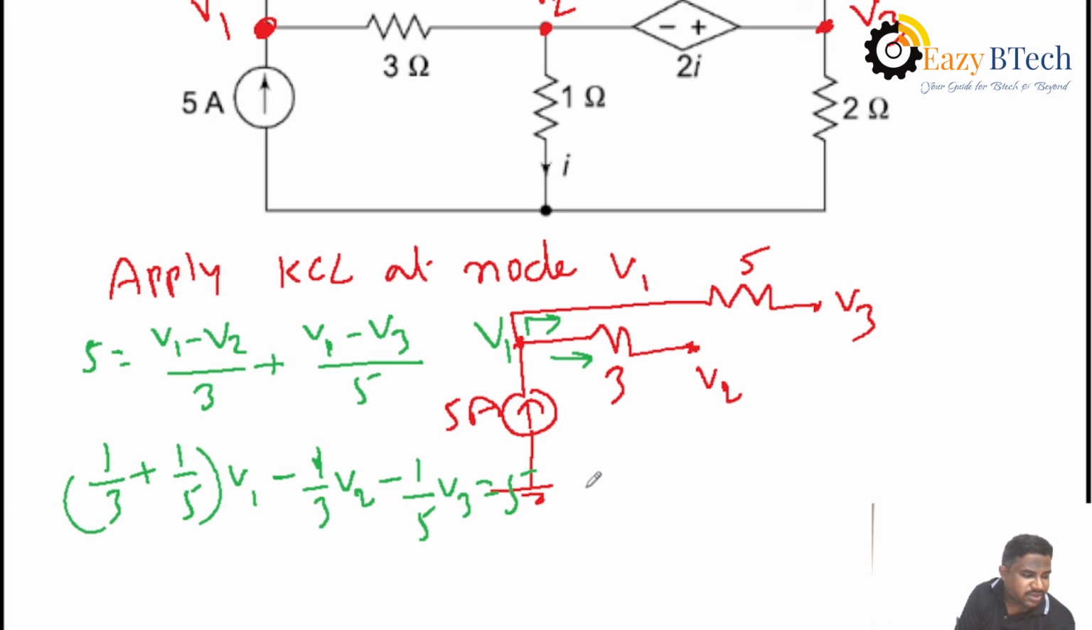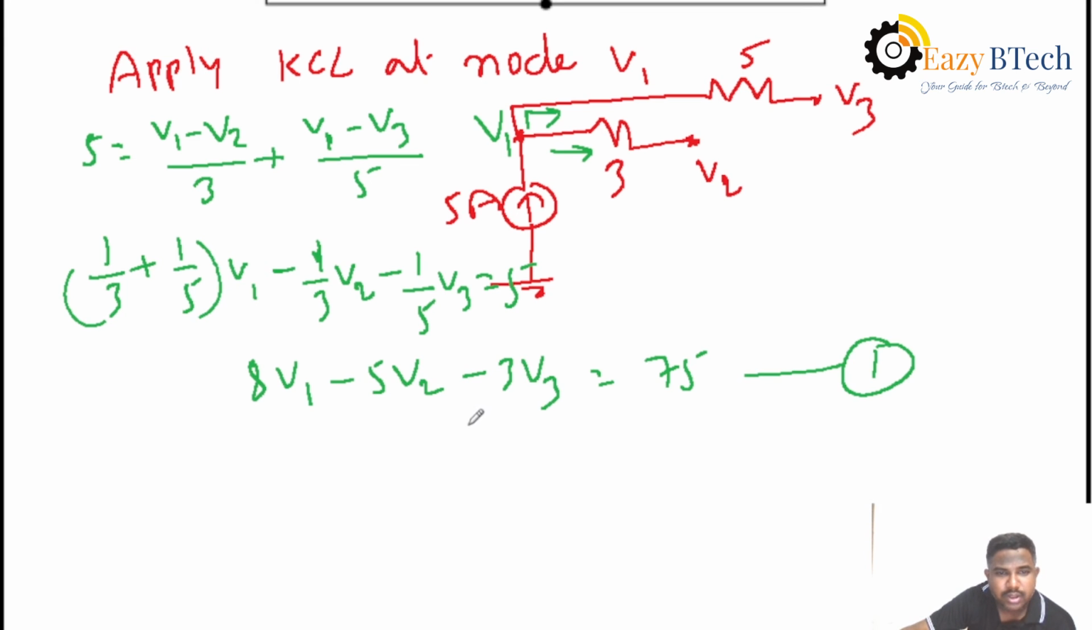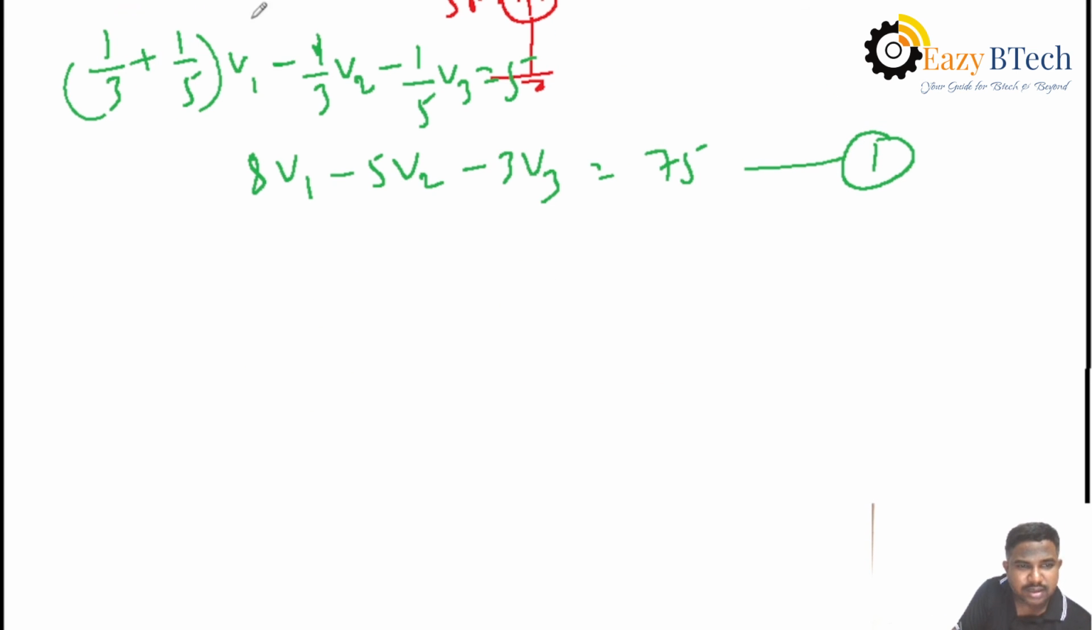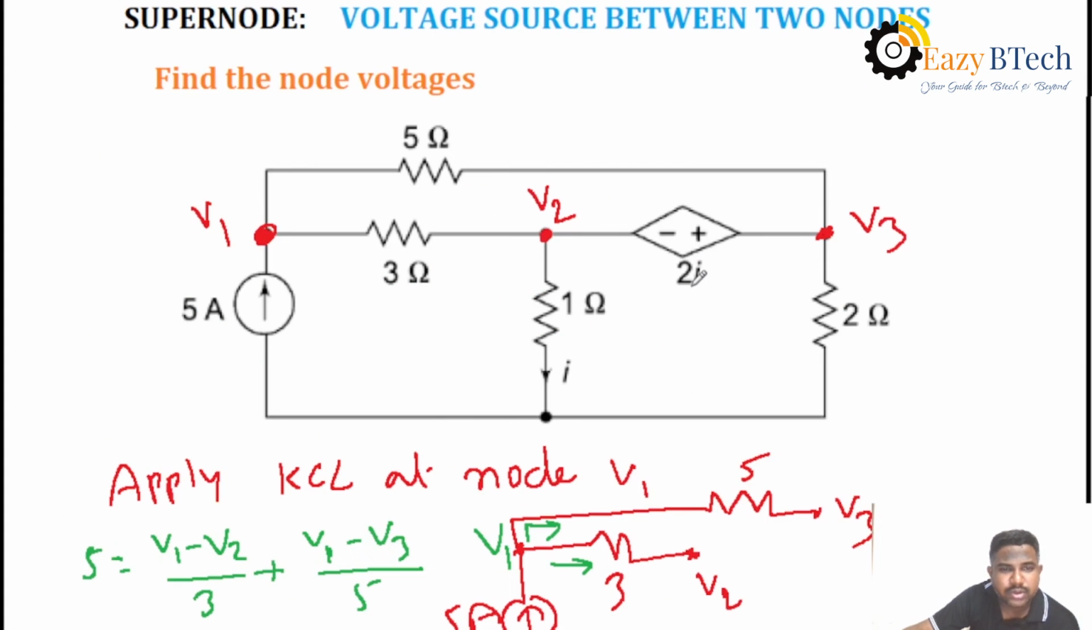Then simplify the equation. You will get 8V1 minus 5V2 minus 3V3 equals 75. This is taken as equation 1. In the same manner, you can apply KCL at node V2. Then draw the circuit at node V2.